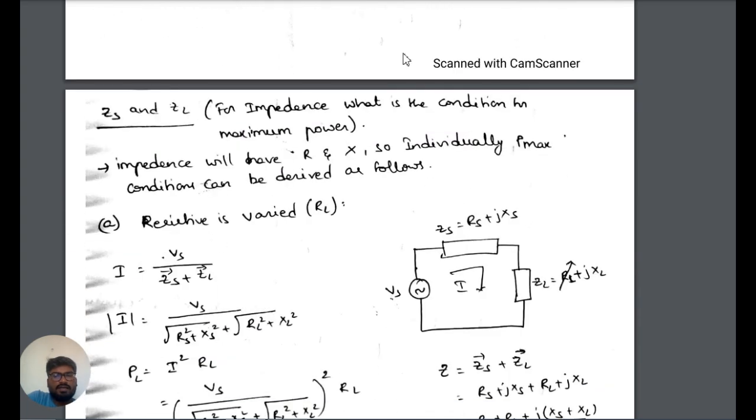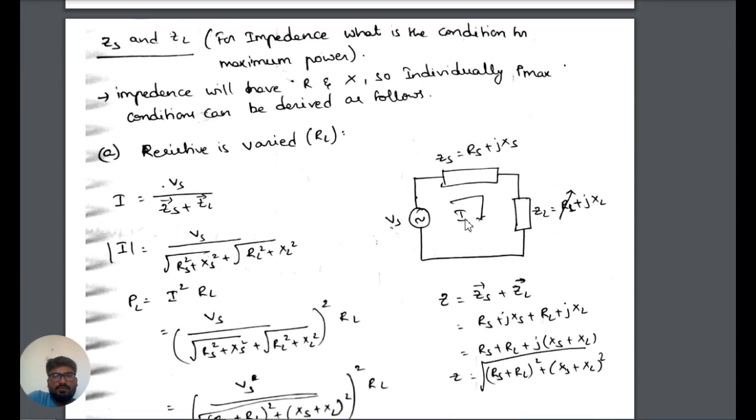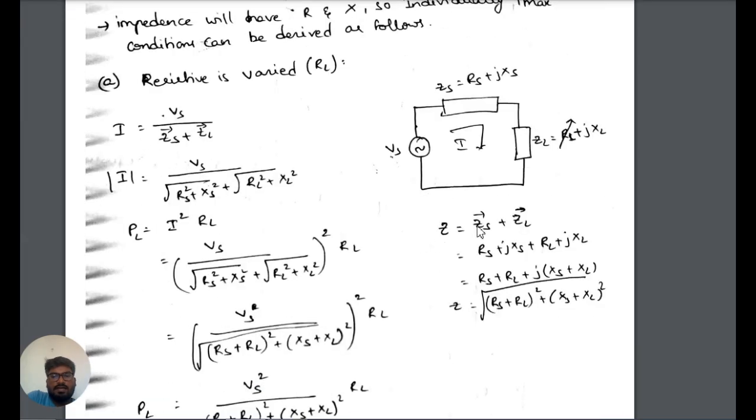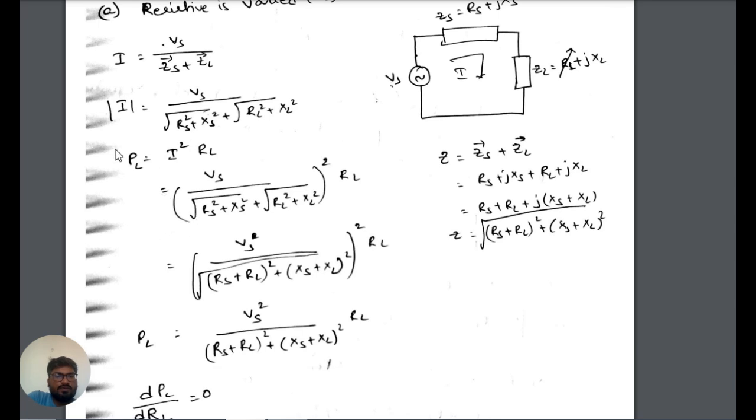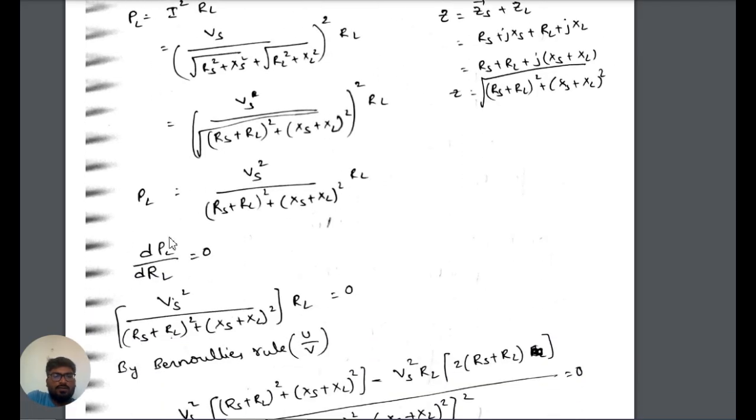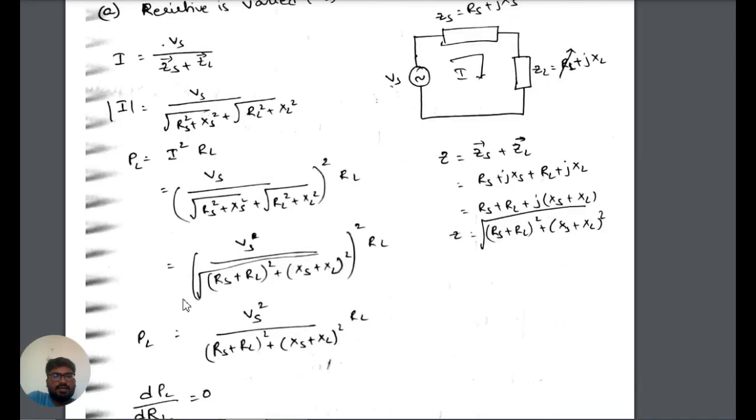So now we considered a purely resistive circuit. Now we are dealing with impedances, which contain a resistive element and a reactive element. We take the same principle: the total Z is the source impedance plus the load impedance. After doing this, we get the total impedance. The current flowing is Vs divided by the total impedance. Similarly, we find the power equation: power is I squared times RL. Now first we consider RL.